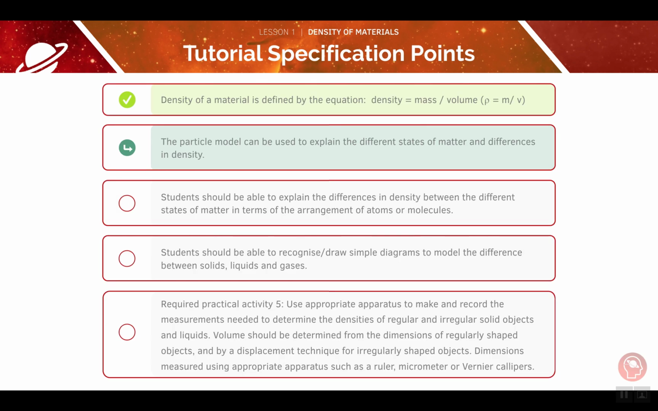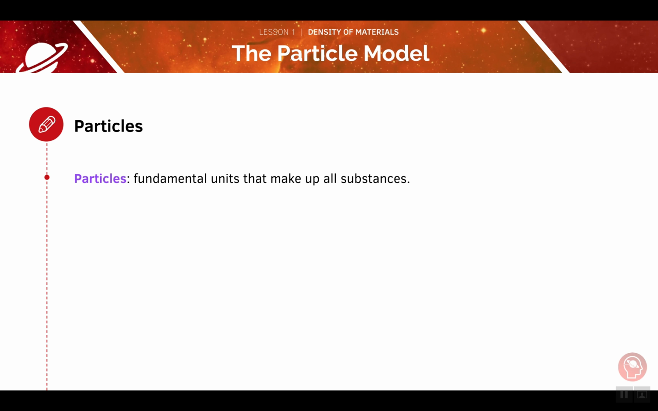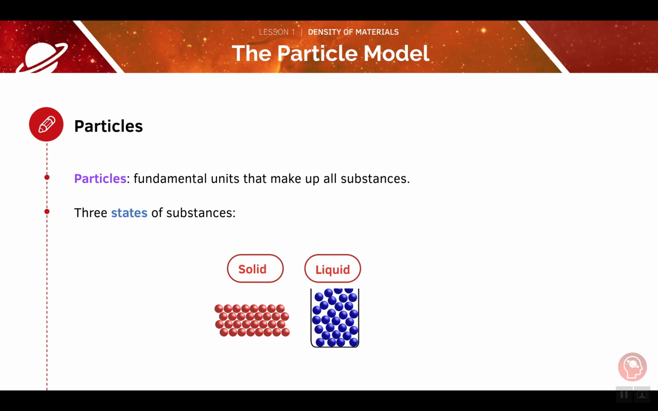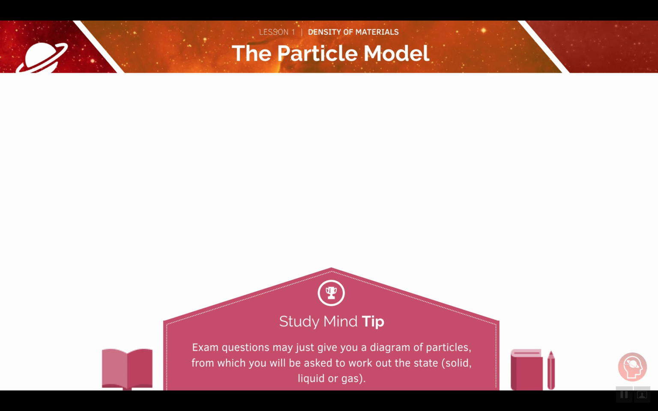Now let's look at the particle model. Particles are the fundamental units which make up all substances. There are 3 different states of substances: solids, liquids, and gases. The arrangements and energies of particles will affect the density of each state of matter. Exam questions may just give you a diagram of particles from which you will be asked to work out the state, solid, liquid, or gas.